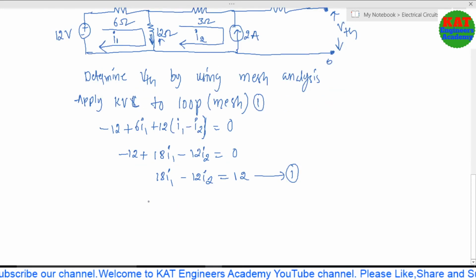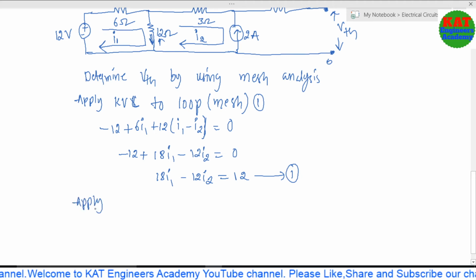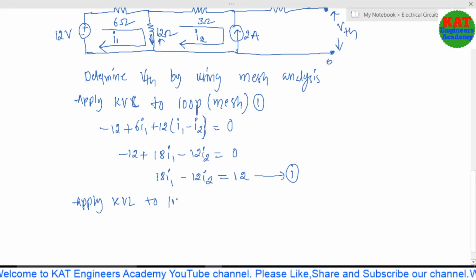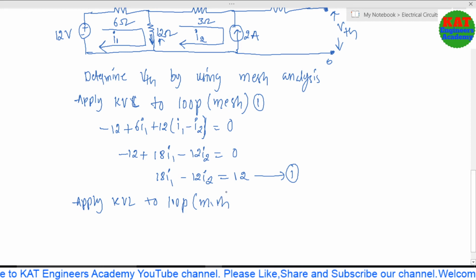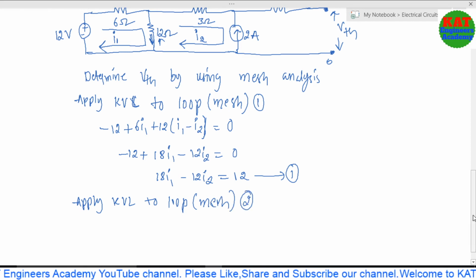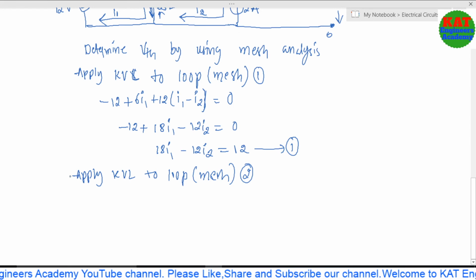Now this first equation is 18I1 minus 12I2 equal to 12. Next you go for the second. Then apply KVL to loop or mesh two. So now finally, the second loop.